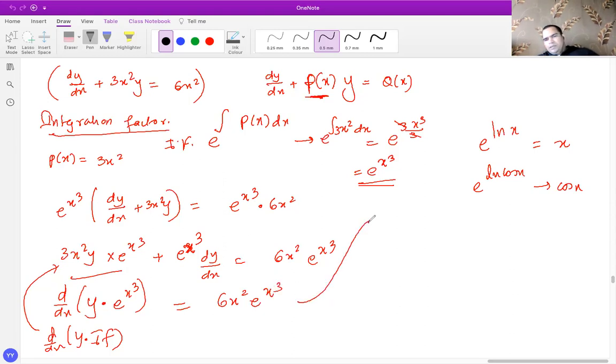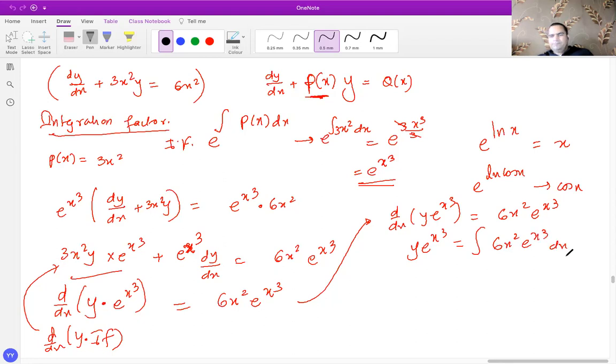So since we now have the derivative of y times e to the power x cube equal to 6x squared e to the power x cube, we need to take the antiderivative, because this is a derivative. If I want to get rid of this derivative, it will be y e to the power x cube equals the integration of 6x squared e to the power x cube dx.